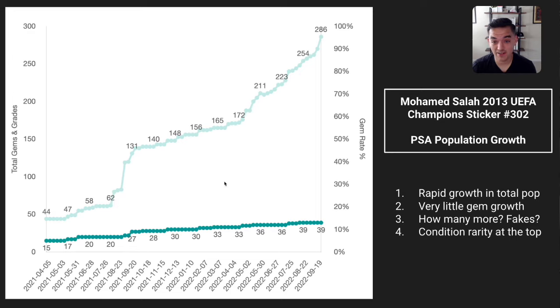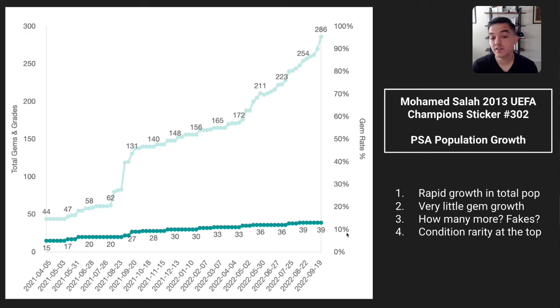It's gone up like 7x, right? Interestingly, the gem rate has a little more than doubled, 2.5x, and has stayed pretty consistent. So what this is telling me is there's rapid growth in total pop. People are buying these stickers, people are grading these stickers, and that is depressing a lot of the non-gem grades because the pop report is expanding. Interestingly, though, there's very little growth in gem rate. And so you could argue that from a condition rarity standpoint, at least at the very top, like the PSA 10, there is some condition rarity with this sticker.